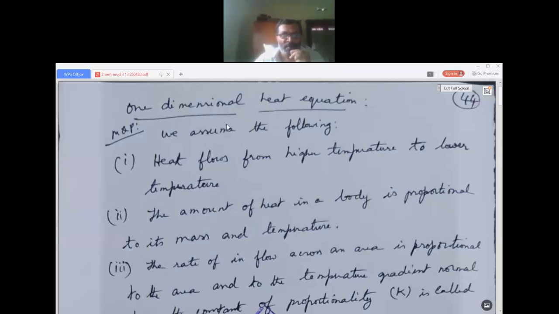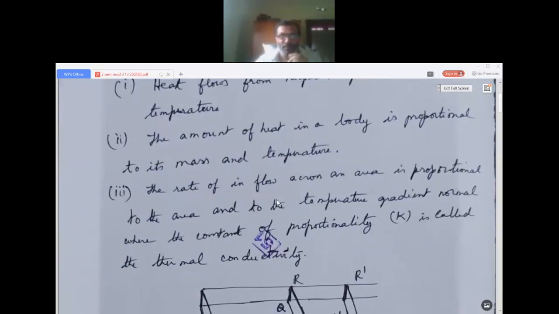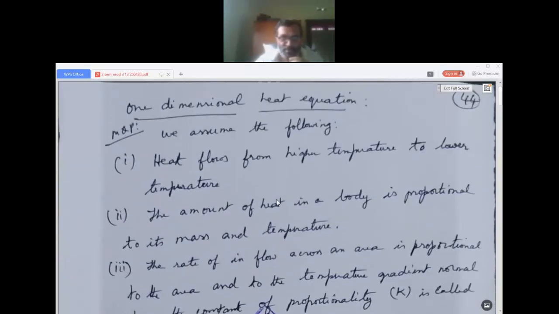So before we go to the derivation, we have to assume the following things. One, heat flows from a higher temperature to a lower temperature. First assumption: you know that heat flows from higher temperature to lower temperature.